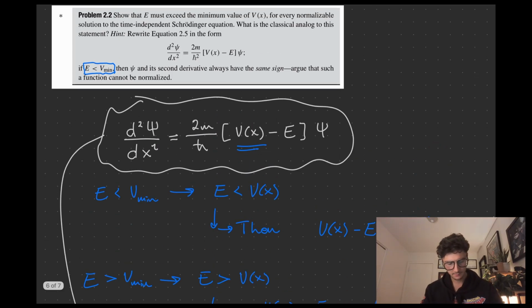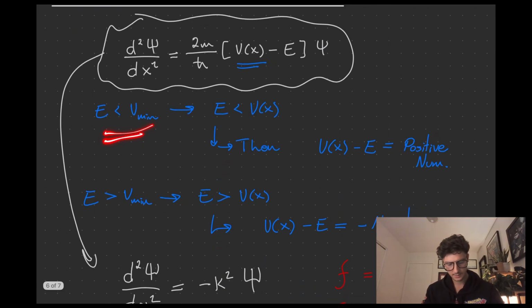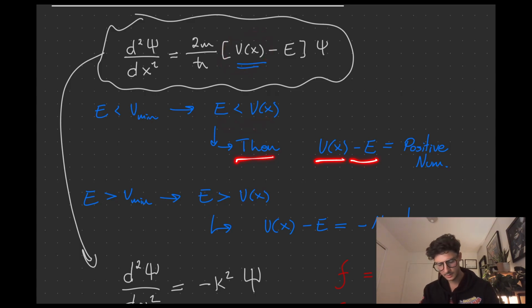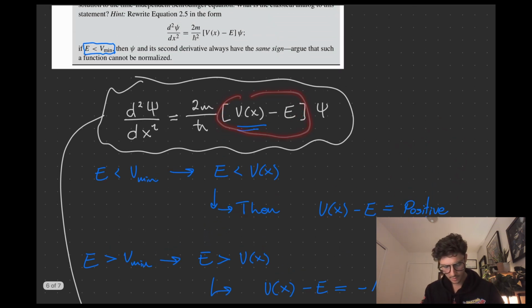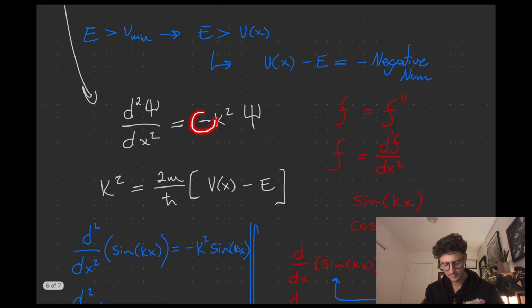If E is less than V min, here we wrote down the case. If E is less than V of x, then what happens is V minus E, this thing in here, gives you a positive number, right? If this number is positive and this number is positive, then the thing in front of psi is going to be a positive number. It's not going to have this negative sign here. So I added this negative sign kind of prematurely. It's kind of like how I knew this k squared was going to pop out.